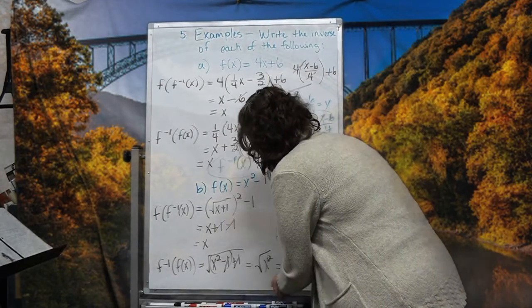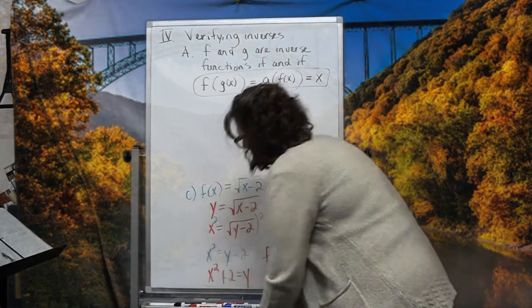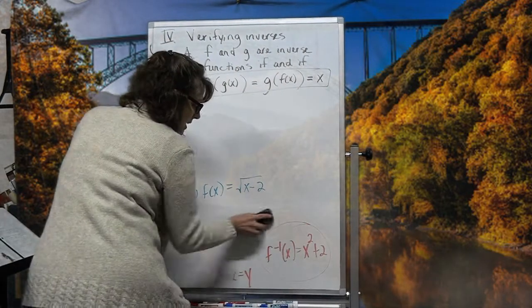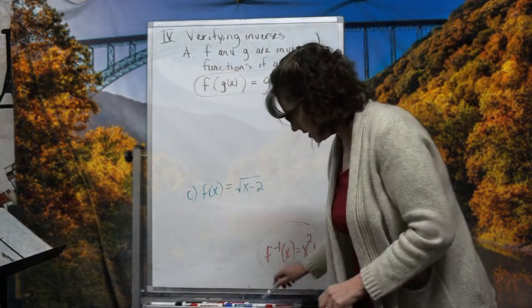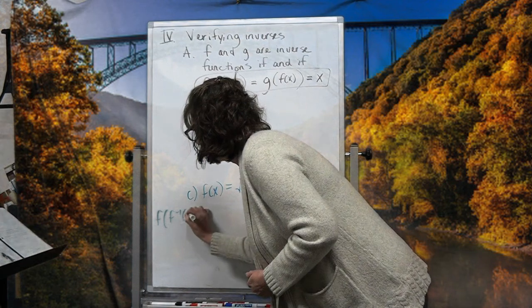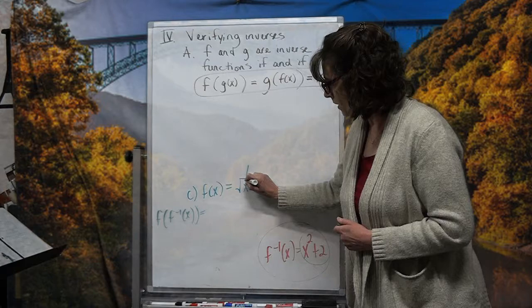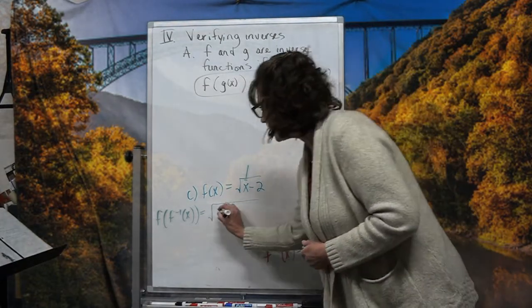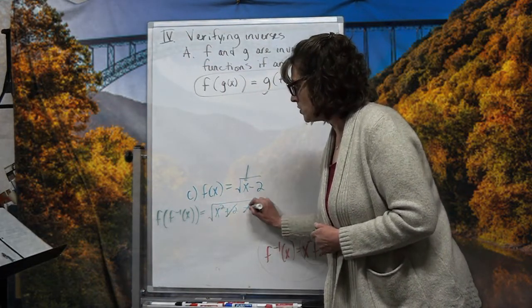Now, last one. Let's verify that these really are inverses of each other. So once again, what that indicates is I'm going to take my inverse and plug it into the original. So inverse plugged into original. Here's my inverse. I'm going to take all of this and plug it right there where I see an x. So instead of square root of x plus 2, it's going to be square root of all this minus 2. Now the 2 and the 2 cancel.